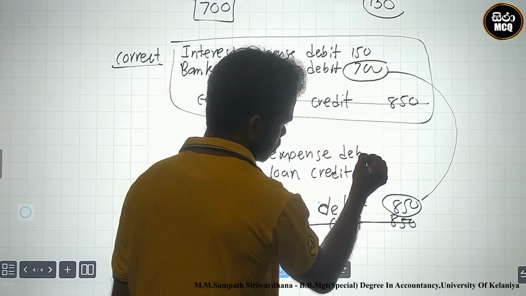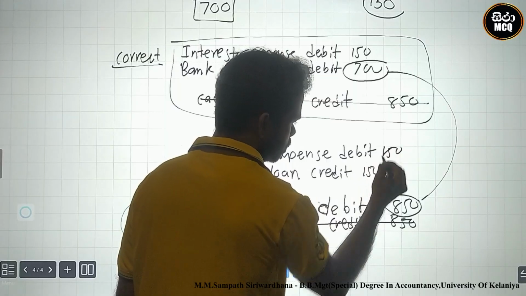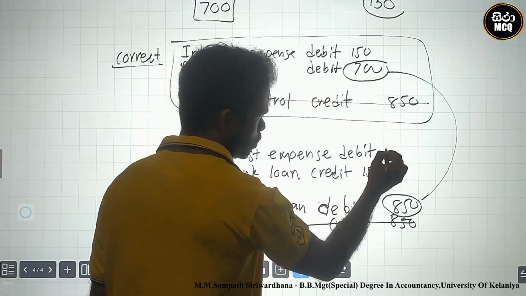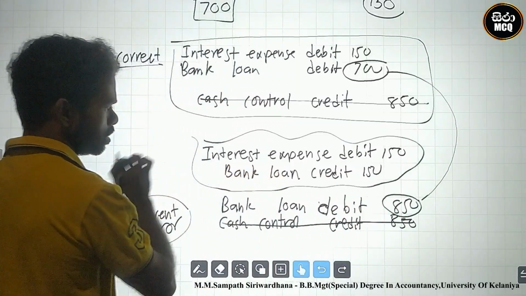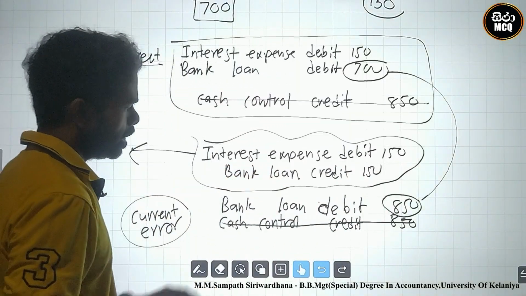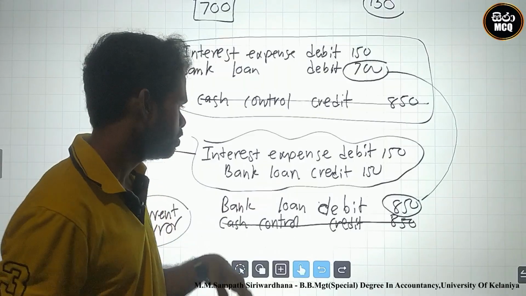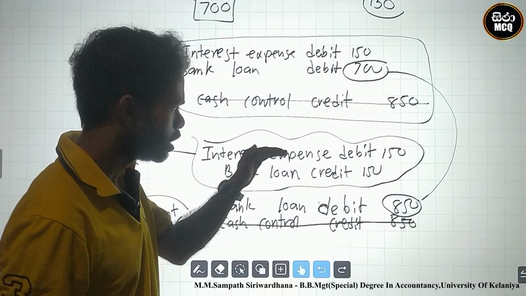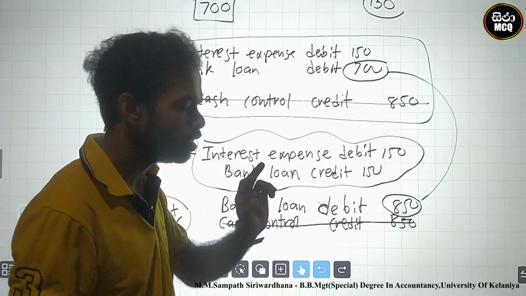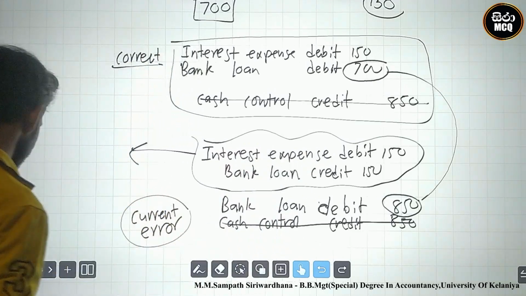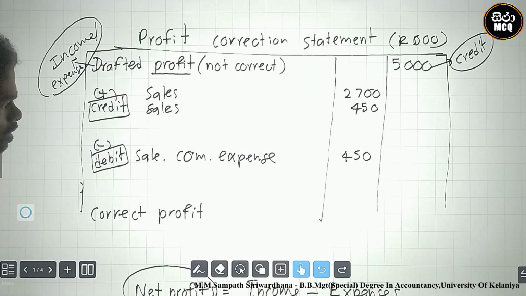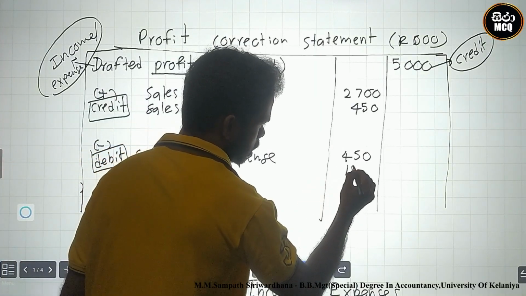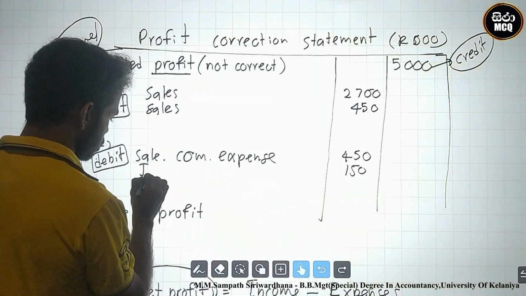debit 150. This is the error correction shot. The bank loan is a liability, ignore this. Interest expense is expense debit, we must minus 150. We must minus expense debit, interest expense.